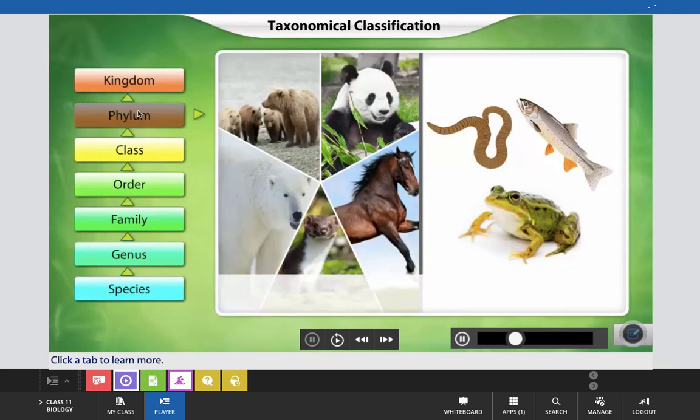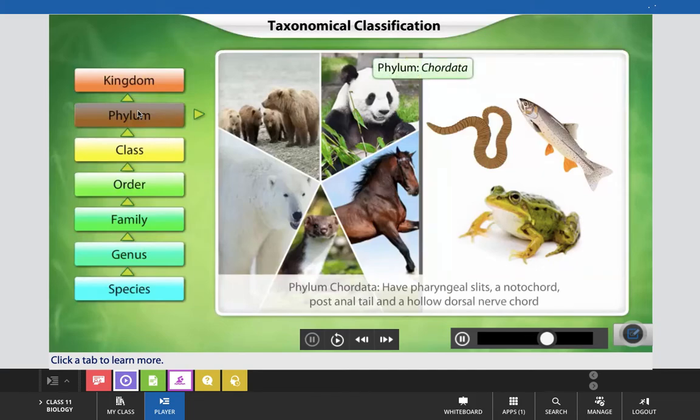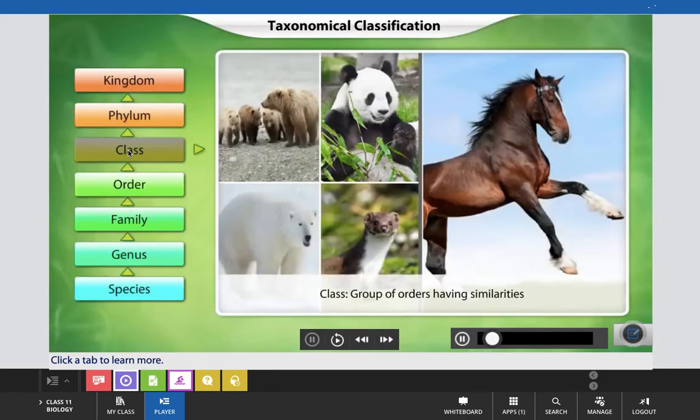For example, the classes Mammalia and Amphibia belong to the phylum Chordata. Common characteristics of this phylum include pharyngeal slits, a notochord, post-anal tail, and a hollow dorsal nerve cord. Now come to know about the next taxonomical category, that is class. Similar orders form a class.